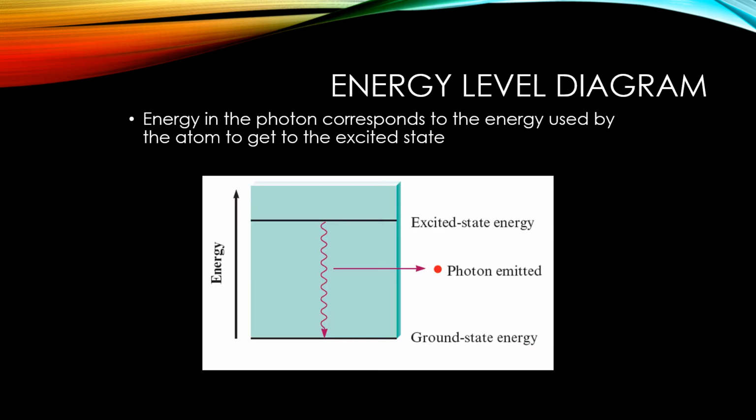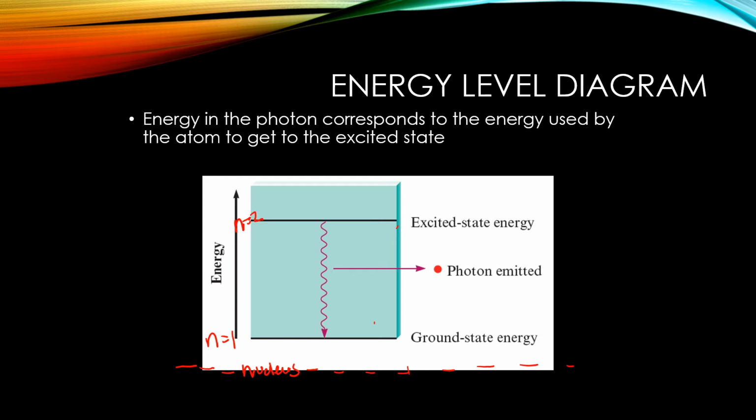One of the common ways that we represent the electrons within the atom is by using an energy level diagram. You have the energy in the photon corresponding to the energy used by the atom to get to that excited state. You can think about the nucleus being down here at the very bottom, so we could draw a little dashed line to represent the nucleus. This could be the first energy level, which would be that n equals 1, if you remember from the hydrogen diagram. This could be the n equals 2.